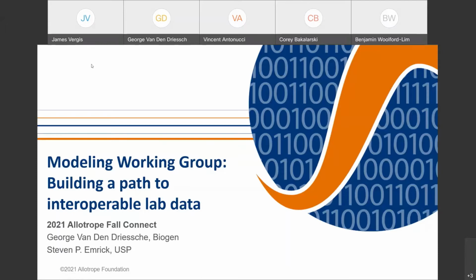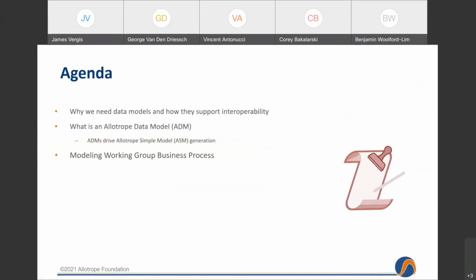So Steve will kick us off by answering the question, why do we need data models and how do they support interoperability? Then I will take over and begin to answer the question of what is an allotrope data model and how do ADMs help drive the ASM generation, and then provide an overview of the modeling working group business process so that anyone who wants to join the working group knows how they can sponsor lab instruments to generate an ADM that they can then begin leveraging. Steve, I'll let you take over.